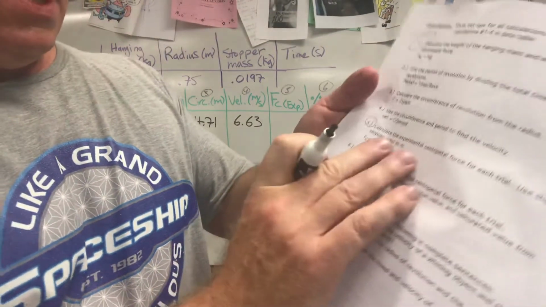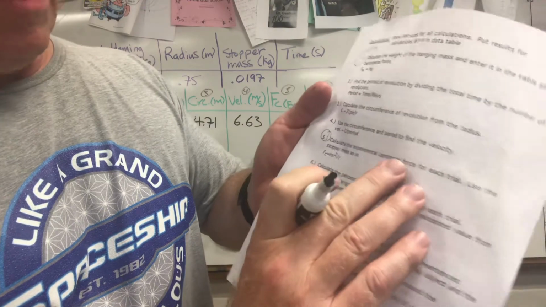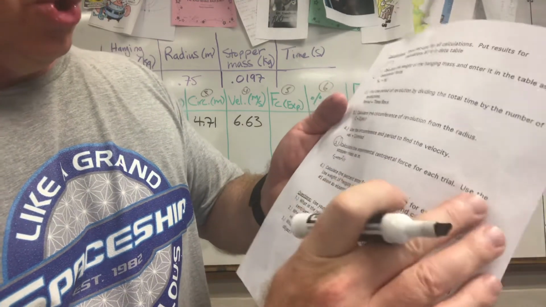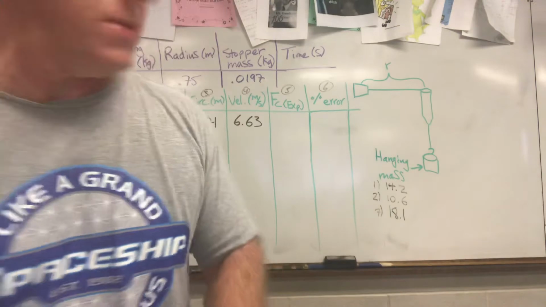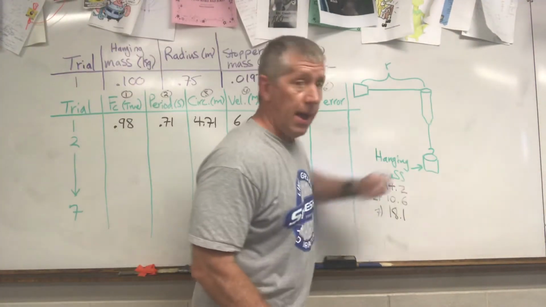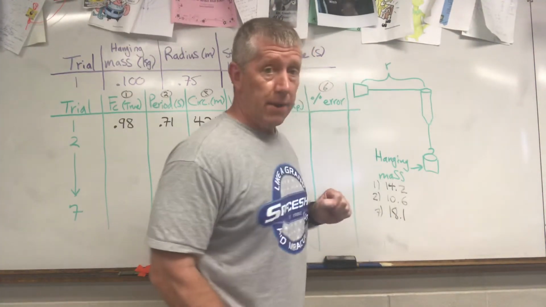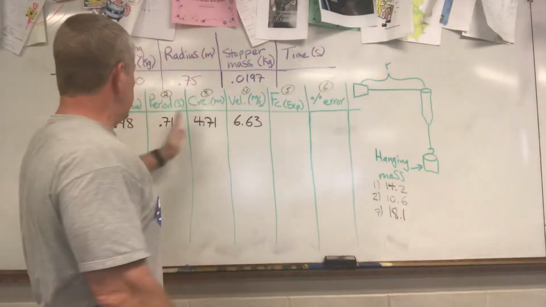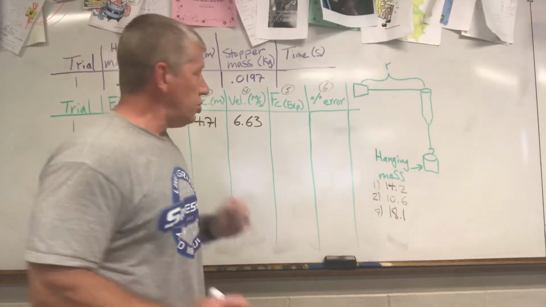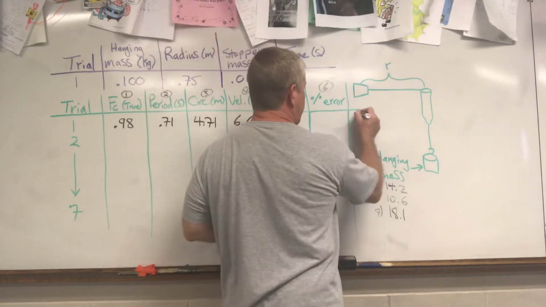Calculate the experimental centripetal force for each trial. Use the stopper mass. This is a big mistake students make. Use the stopper mass to do this calculation, not the hanging mass. This is hanging mass. This is stopper mass. So to do this calculation, 5, 1, 2, 3, 4, 5, we are going to use the centripetal force equation.